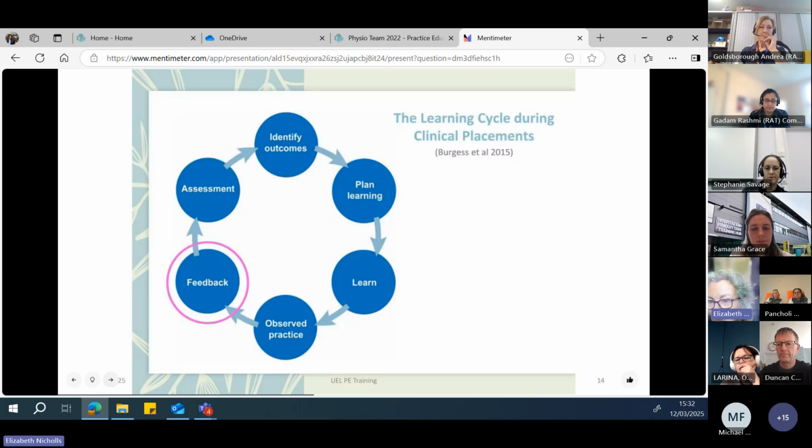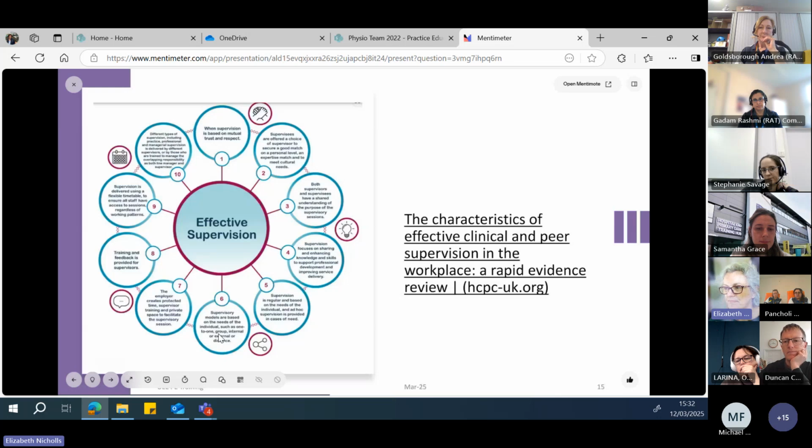Olga's saying it depends on the students. I prefer discussing after the event and seeing them, and then a summary at the end of the week. Absolutely perfect. Okay, moving on.